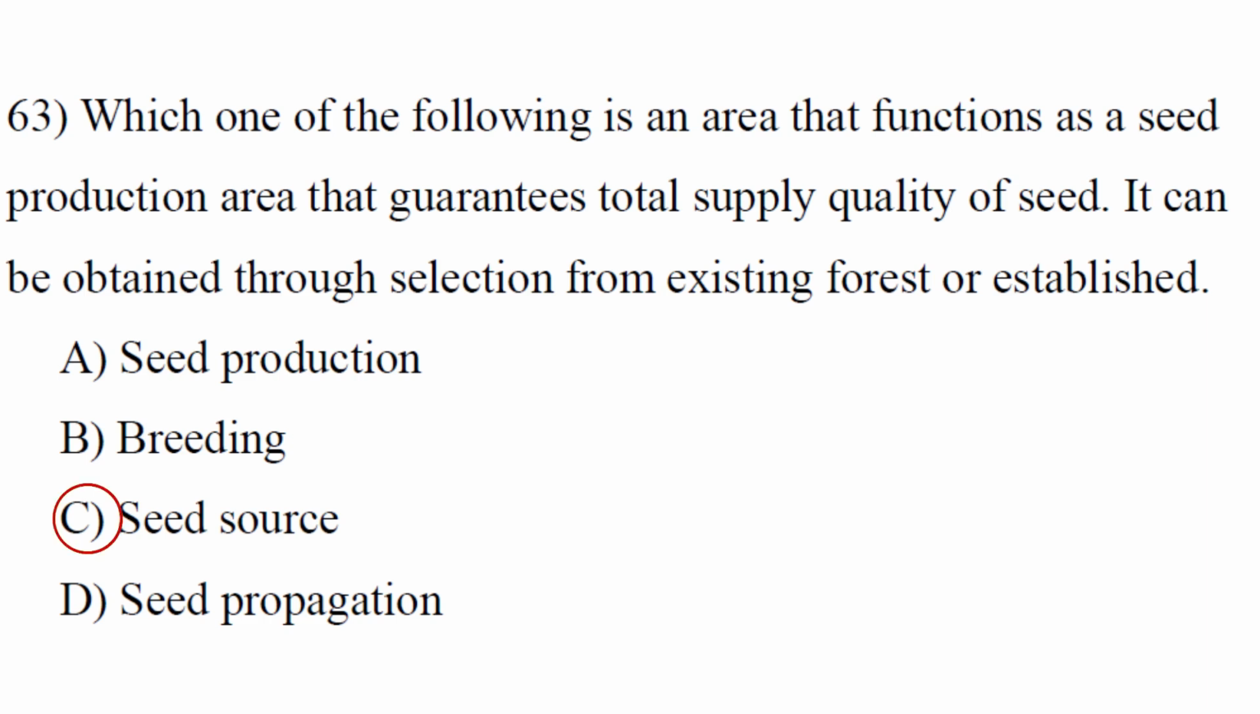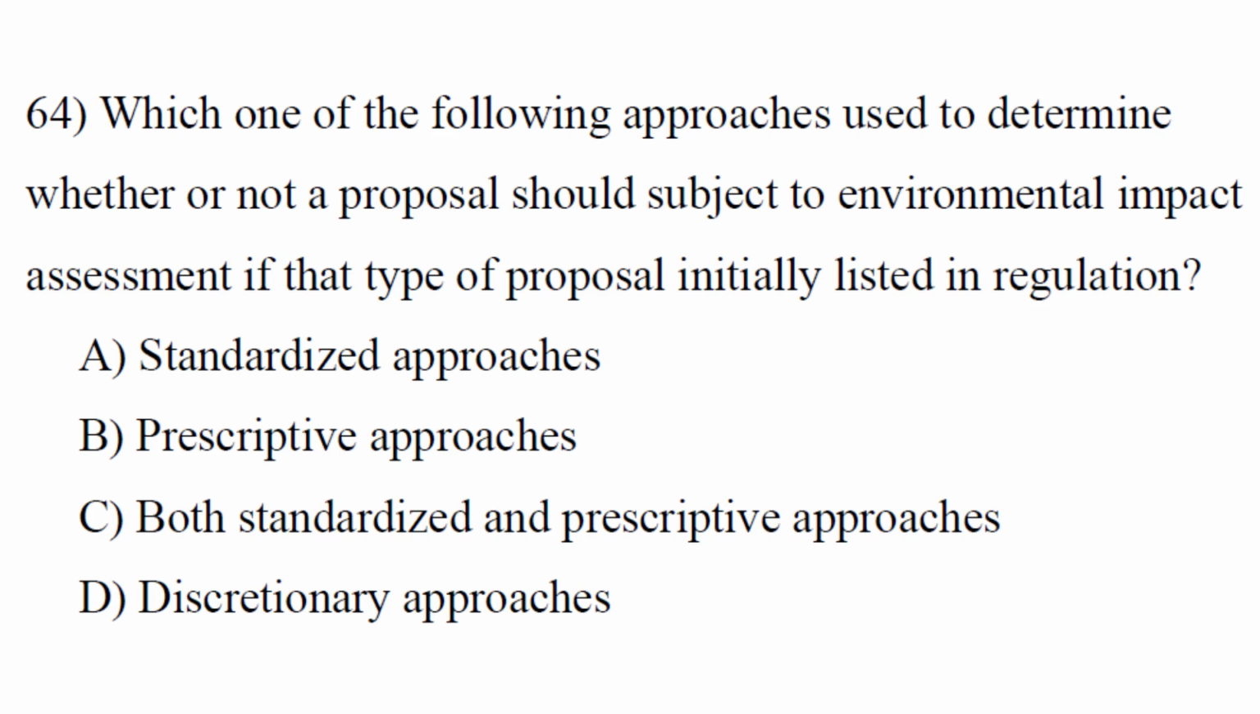Answer, C. Seed source. 64. Which one of the following approaches is used to determine whether or not a proposal should be subject to environmental impact assessment if that type of proposal is initially listed in regulation? A. Standardized approaches. B. Prescriptive approaches. C. Both standardized and prescriptive approaches. D. Discretionary approaches.